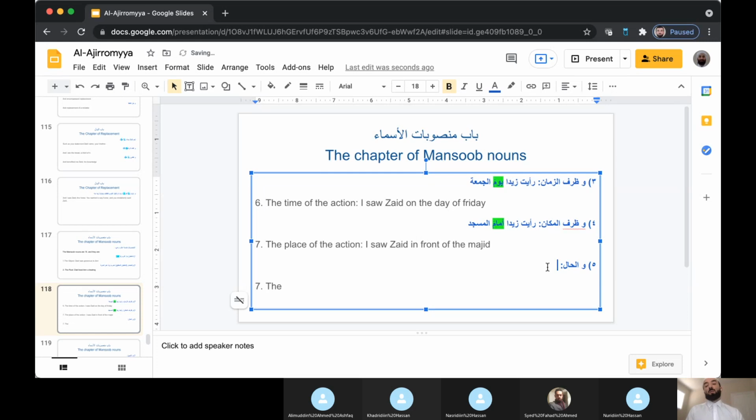The fifth one is al-hal, what we call al-hal. Al-hal is basically, if you translate it, the situation or the state. The state is a better way of translating it. So what do we mean by the state? For example, you say Zaid came riding. What does it mean when I say Zaid came riding? Can someone just decompose this sentence?